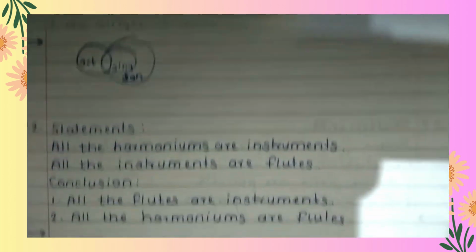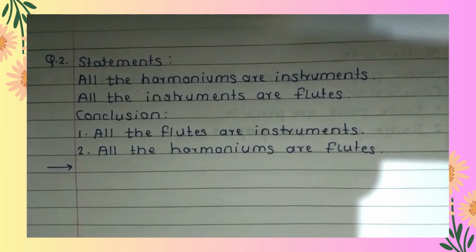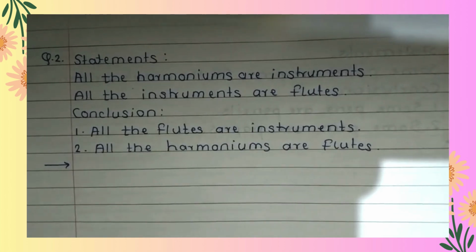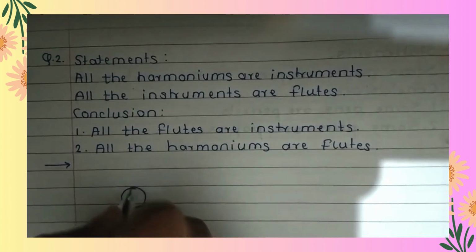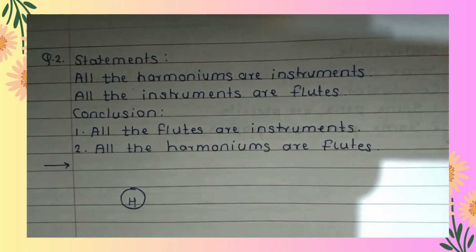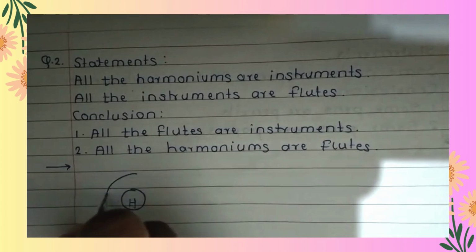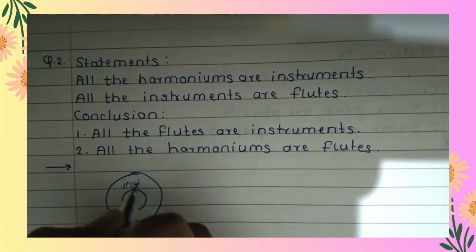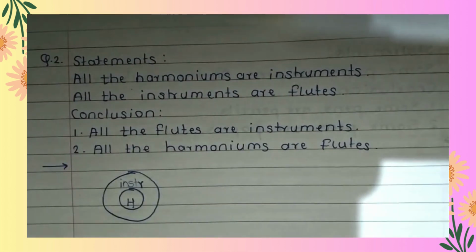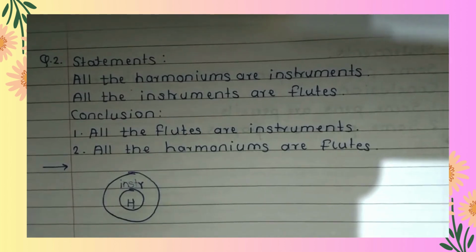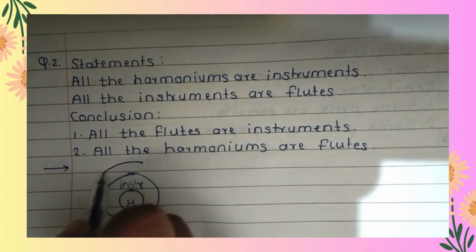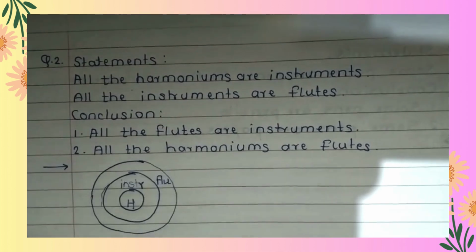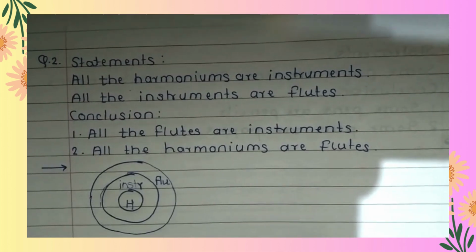Let's see the second question. Let's first represent it. The statement is all the harmoniums are instruments, so we first represent the harmonium circle. All harmoniums are instruments, so the harmonium circle is inside the outer circle, instruments, right? All the instruments are fluent, so all these instruments are included in the fluent circle. We write it like this, fluent. So see which conclusion follows.